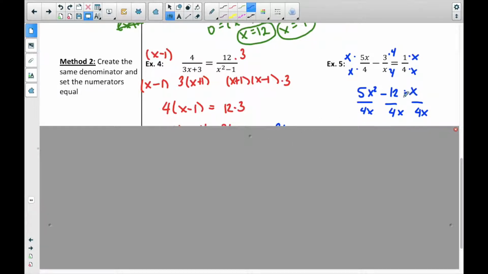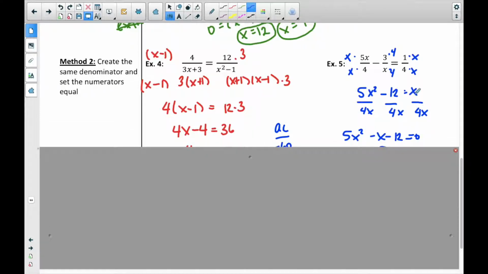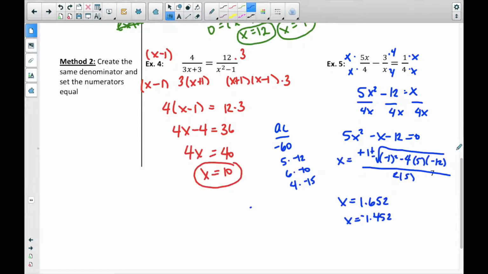However, what I have up here is a quadratic, so I'm going to set it equal to 0. So I'm going to subtract that x over here, and so I have 5x squared minus x minus 12 is equal to 0. Okay, I need to check this by the AC method and see, can I factor it? Or maybe I just don't like factoring at all.